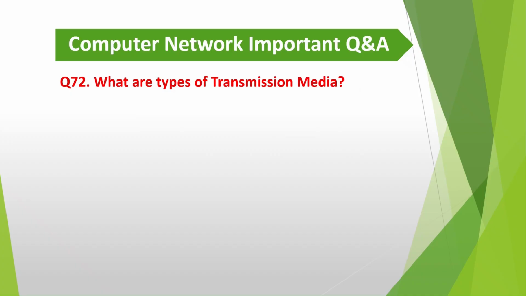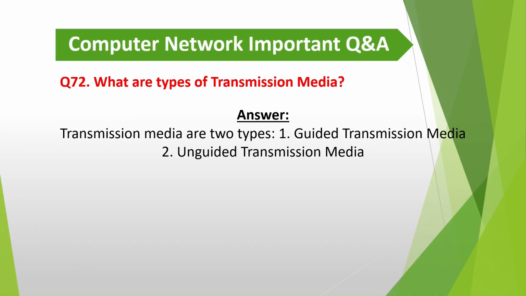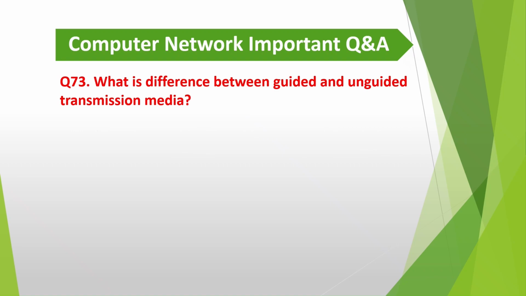Question 72. What are types of transmission media? Answer. Transmission media are two types. 1. Guided transmission media. 2. Unguided transmission media. Question 73. What is difference between guided and unguided transmission media?